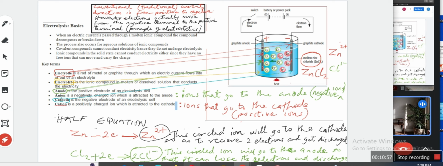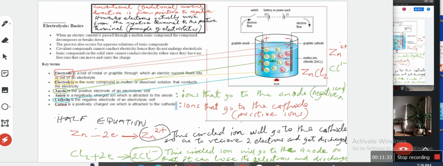Like in this particular example here, the diagram I have here, what is the electrolyte? The molten zinc chloride is the electrolyte. What's the electrode? The anode and cathode. Remember, graphite anode. And of course you already know that the anode is the positive electrode, while the cathode is negative.